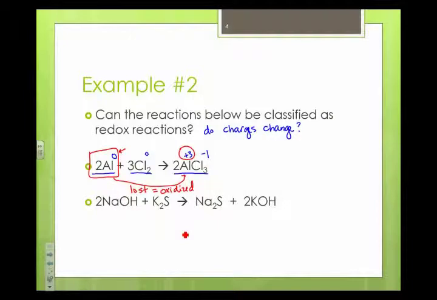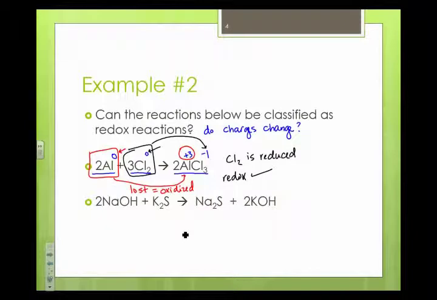Now, if I've done this correctly, that means that chlorine must also have something going on. When we look at chlorine, we see that its 0 oxidation state has now become -1. So chlorine has gained electrons and therefore was reduced. So Cl2 is reduced in this reaction. And so indeed, this reaction is a redox reaction. Check. Yes.